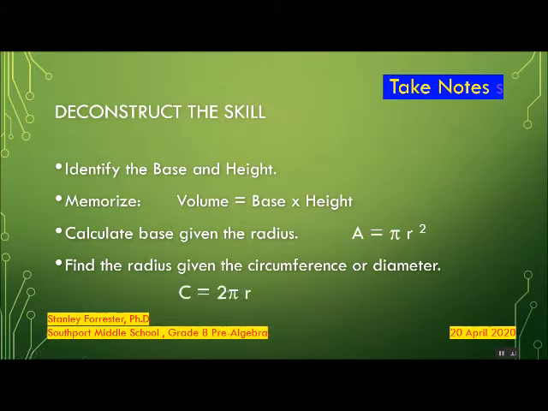Okay, the circumference is 2 pi times the radius. Given the circumference, we would simply solve it for radius. Take that circumference, divide it by 2 pi, and away you go. The diameter, if you're given the distance across the base, that's the diameter, and it's twice the radius. So you would take that diameter, divide it by 2, and away you go.